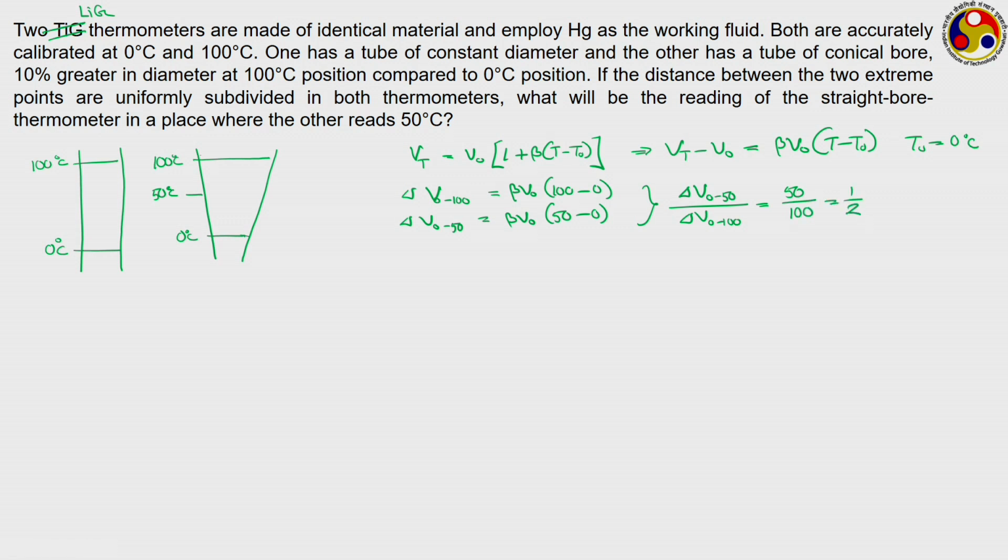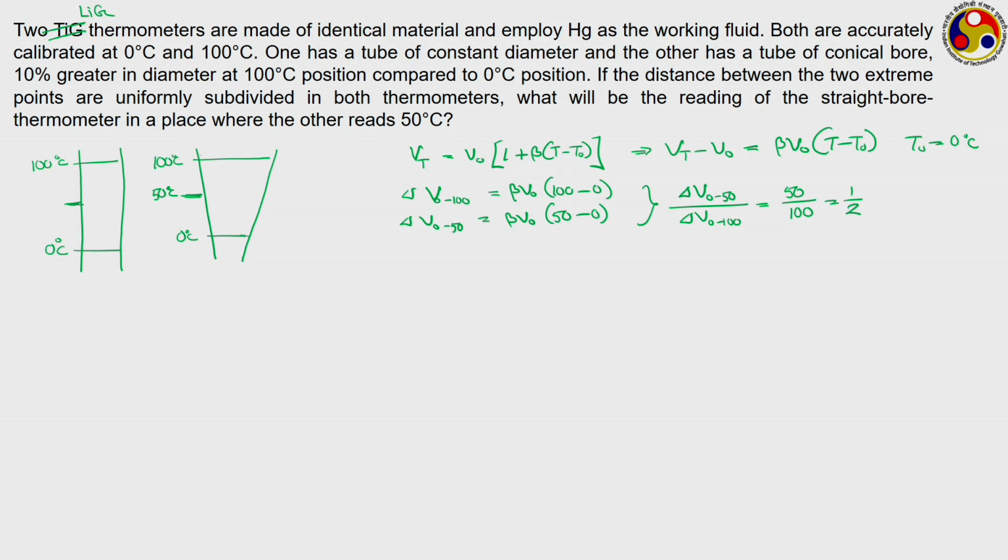So, had we measured with the straight bore thermometer, the 50 degree reading should have appeared exactly at the middle. But as the cross section area keeps on changing in the conical bore thermometer, this 50 degree mark, which is erroneously placed exactly in the middle position, is not correct, and that we have to rectify now.